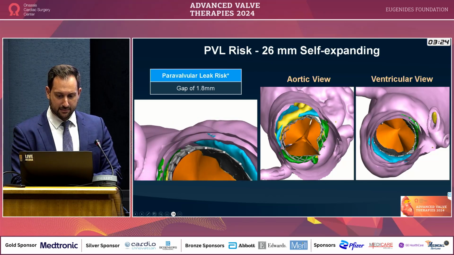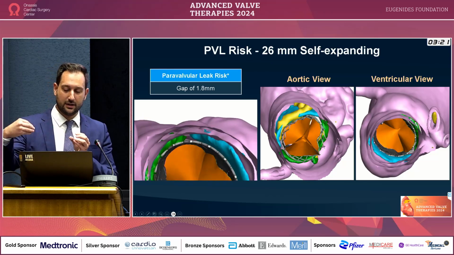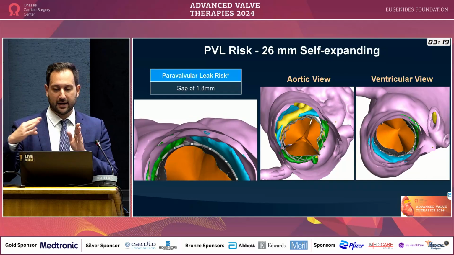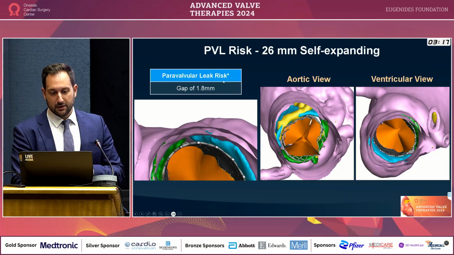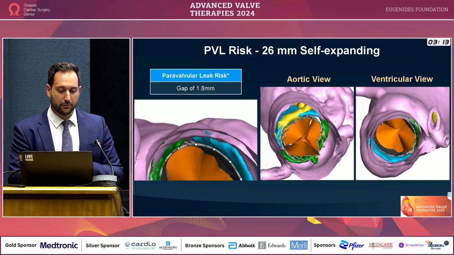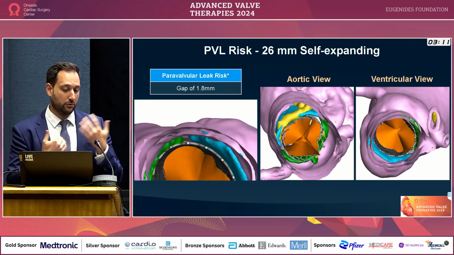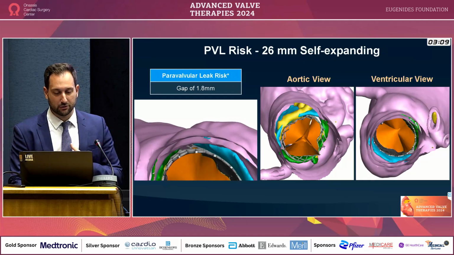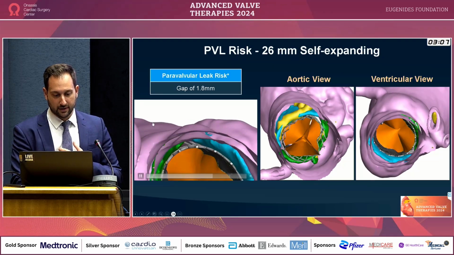gap that is visualized mainly because of the eccentricity and the way the commissures of the bicuspid valve are, and we measure a gap of 1.8 millimeters, which increases the risk of more than mild PVL and will require post-dilatation, and we would like to avoid that. But this is what it looks like.